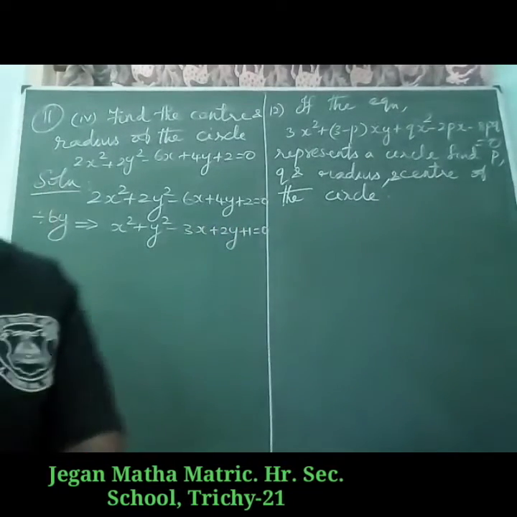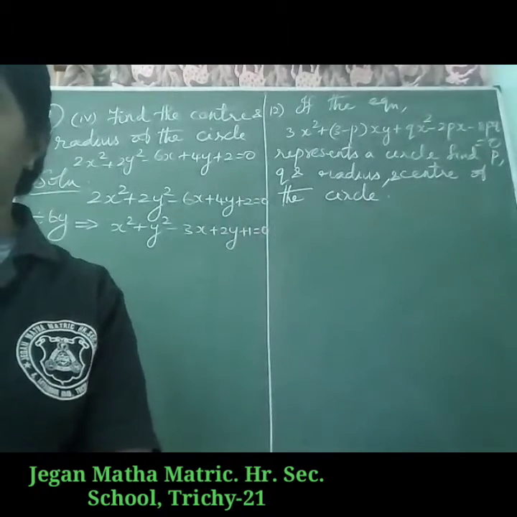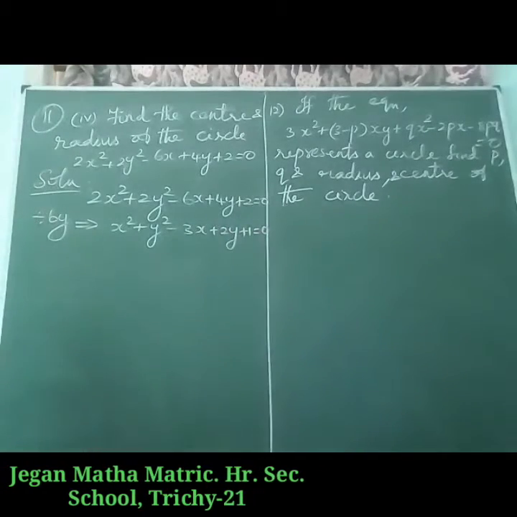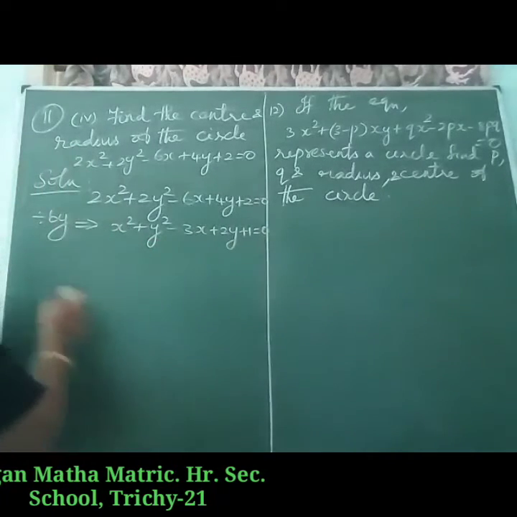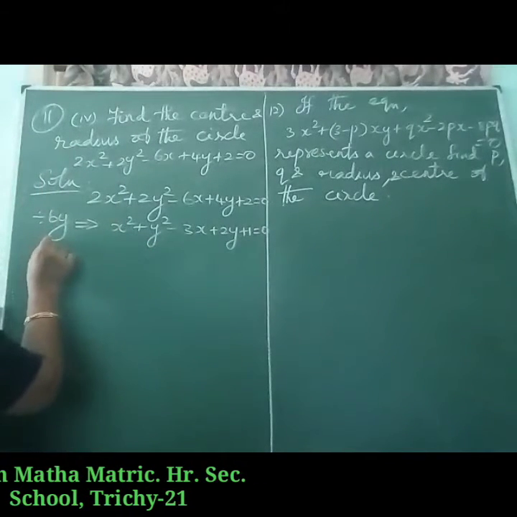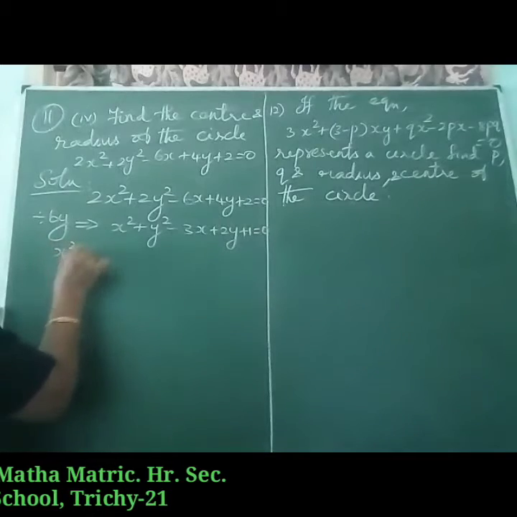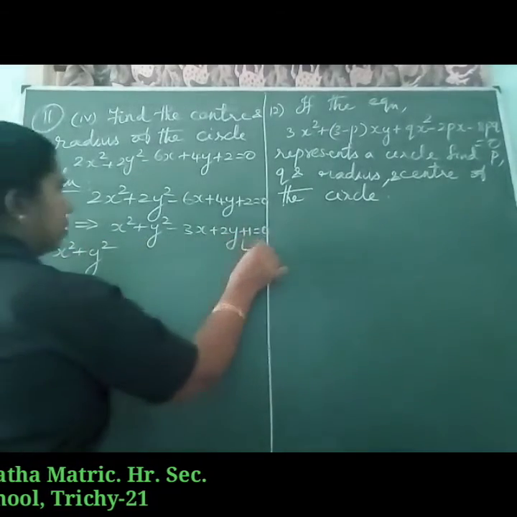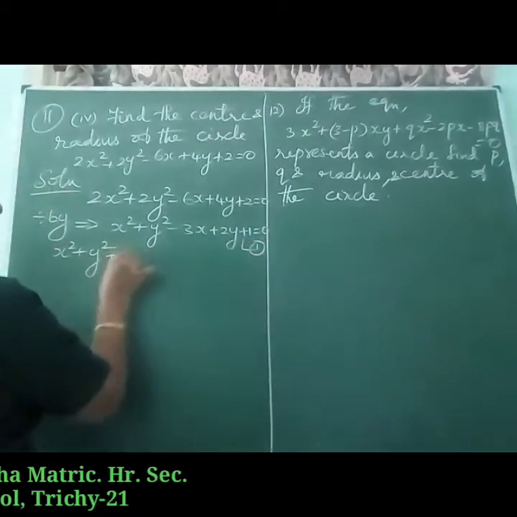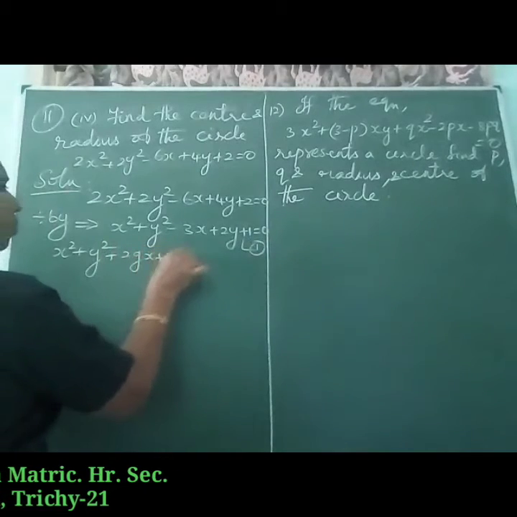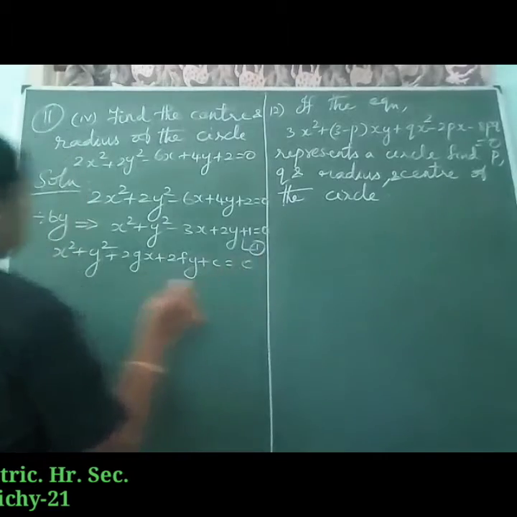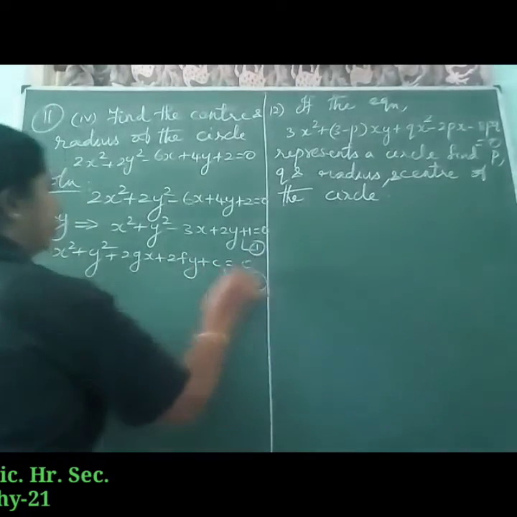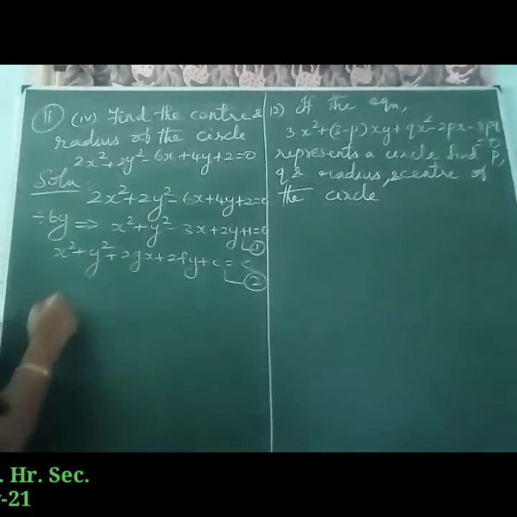Now we have rearranged the given equation in general form. Then you have to compare this equation with the general form of equation. The general form of equation is what? x square plus y square, this is 1, plus 2gx plus 2fy plus c is equal to 0. Equation number 2. So now you can compare 1 and 2.